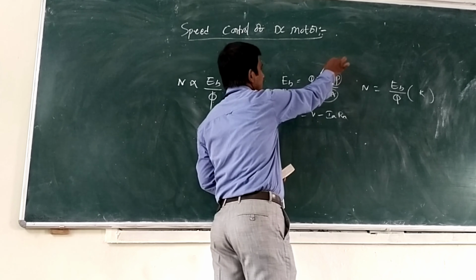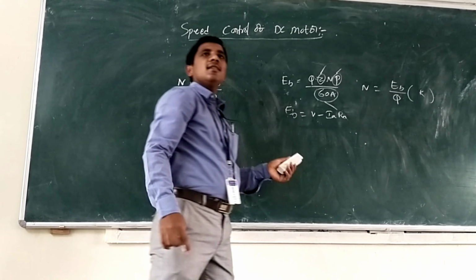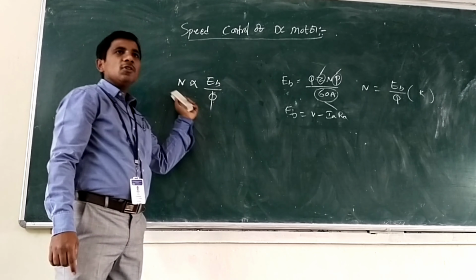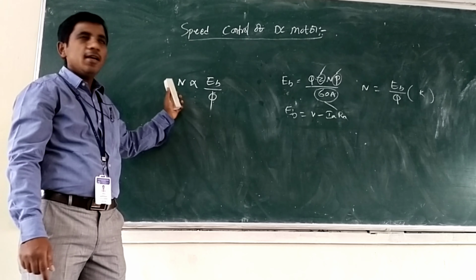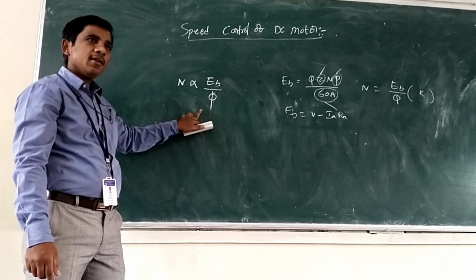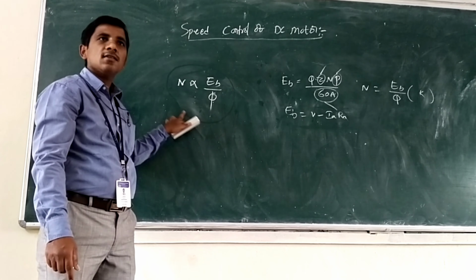All these constants, that is constant P and 60A, are constant. If you remove the constant, proportionality will come. If you remove the proportionality, constant will come. You know that N is proportional to EB by phi. I understand this, how we obtain this.